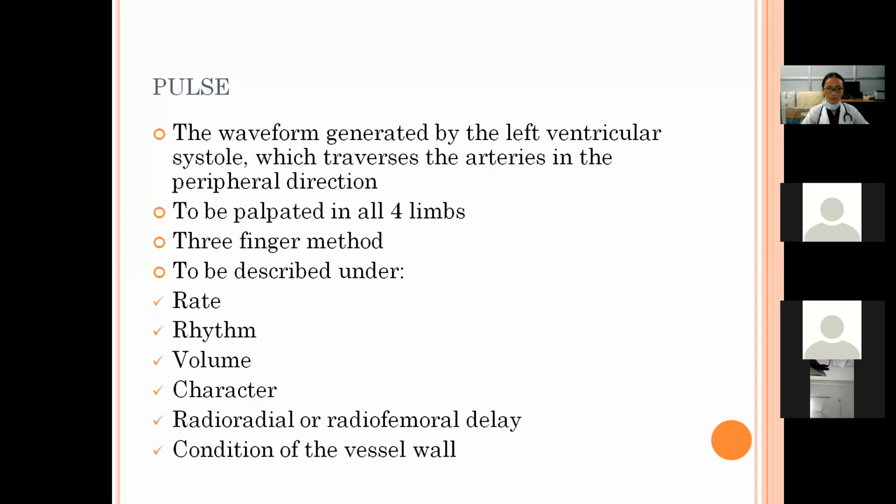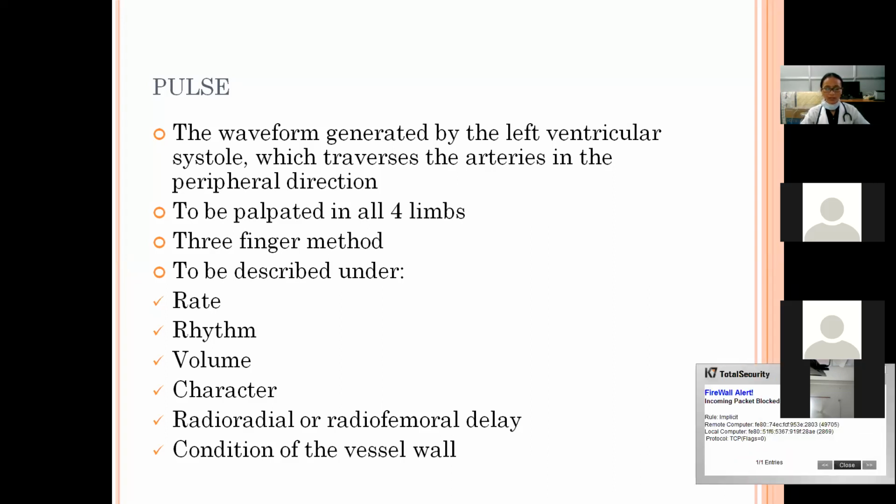And the volume has to be commented upon as a good volume pulse, a low volume pulse, or a high volume pulse. And for the character of the pulse, there are some characters like a slow rising pulse, a water hammer pulse, pulsus bisferiens, pulsus alternans. All of this has to be commented upon in the character of the pulse.